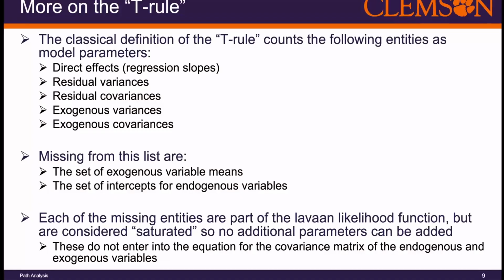So each of the missing entities are part of the lavaan likelihood function. Again, we're going to use the lavaan package to estimate this, but they're considered saturated so that no additional parameters can be added. So what I mean by that is, by default, lavaan will estimate the means of every exogenous variable and the intercept for every endogenous variable. So they don't enter that equation for the covariance matrix, this top part here for the t-rule. And often they're forgotten. So if you read textbooks about path analysis, the mean vector side is often forgotten because it ends up being saturated and it fits perfectly. But that's not always the case. And I just want to leave room in your mind to be thinking about it that way.